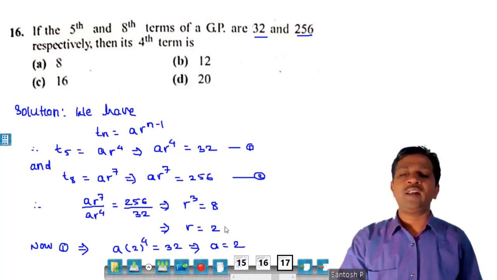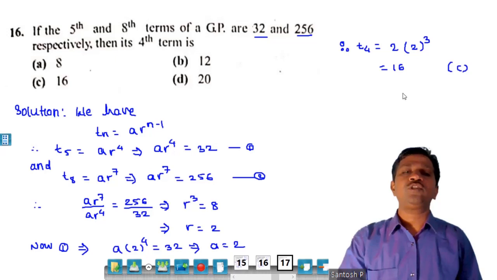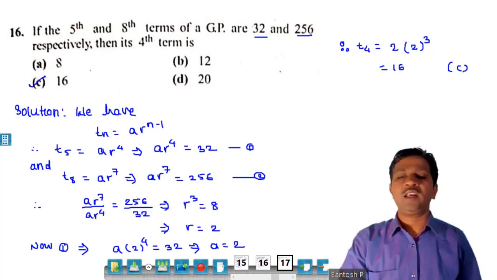So by using the values of a and r, we can find T4 by using the formula for Tn. T4 is a into r raised to n minus 1. A is nothing but 2 here. R is also 2. So 2 into 2 raised to n minus 1, and n is 4 in this case. So n minus 1 is 4 minus 1, which is 3, and 2 cube is 8, 8 into 2 is 16, and so the correct answer is 16. The fourth term is 16 and it is given in option C. Okay, let us move further.